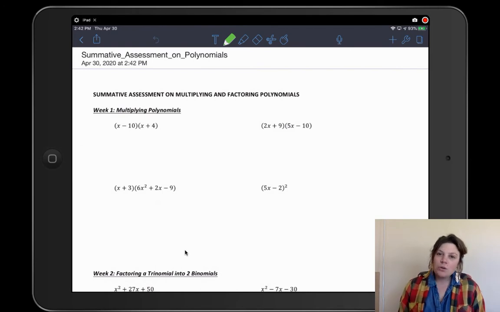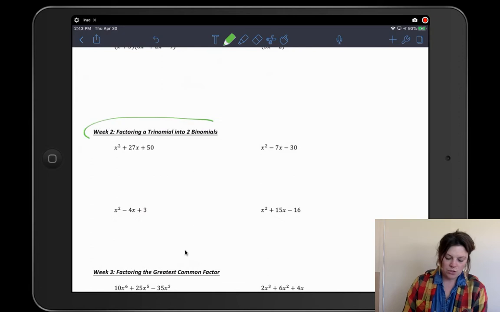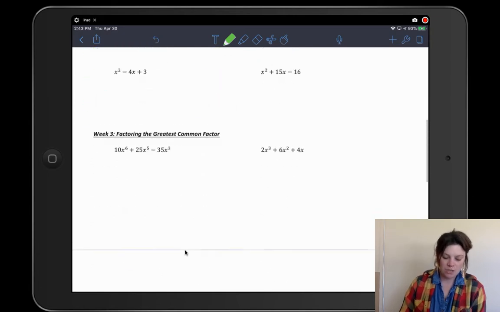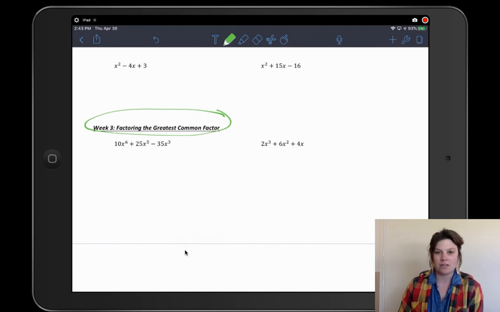So I'm going to show you where the different notes are that you can look at, and then I'll go over a couple examples in each part of the notes. All right, let's get started. So your teacher has broken it down into weeks, right? Week 1 was multiplying polynomials. Week 2 was factoring trinomials. And week 3 was factoring the greatest common factor.